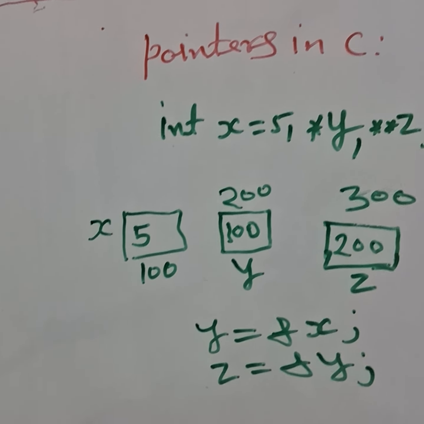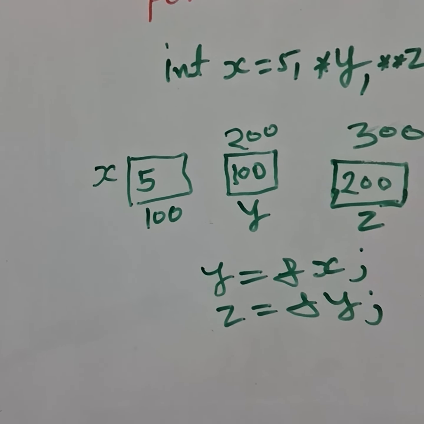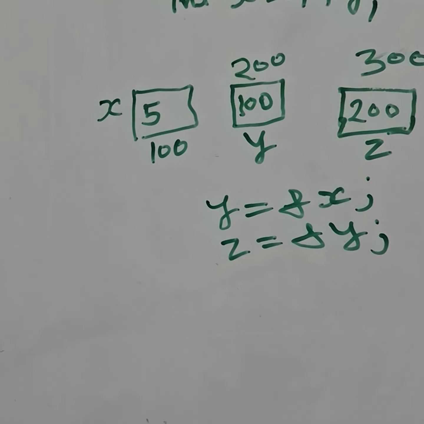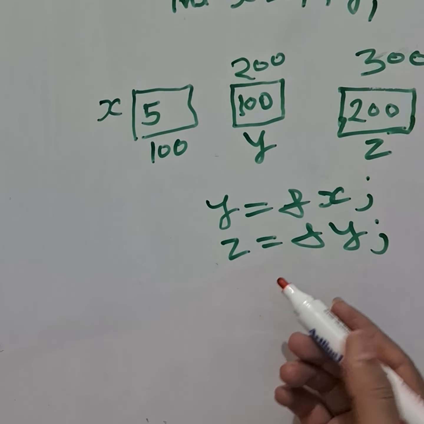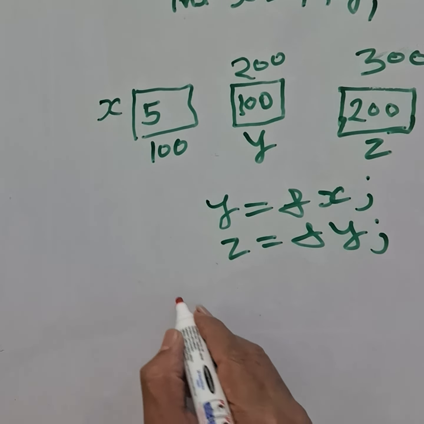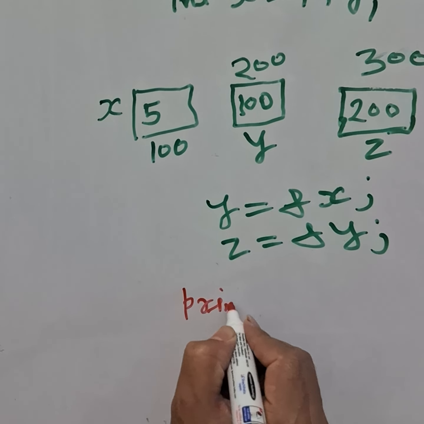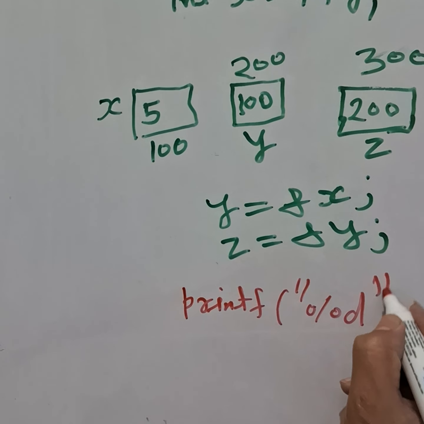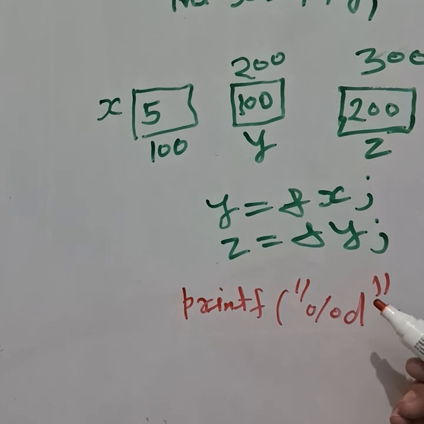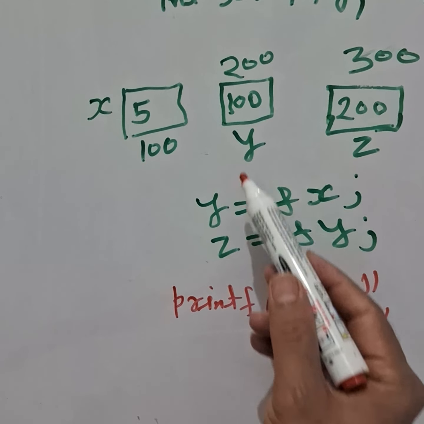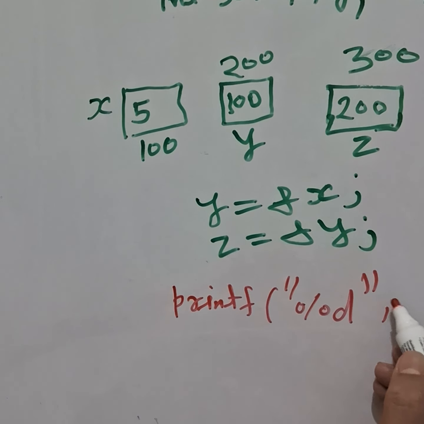Now we will see how we will access these values, right? In C, like in the previous lecture, we have seen that to access a normal variable or pointer variable, we can write it like printf. If we are trying to access the value of x using this pointer variable, the pointer variable is y, so here we will write asterisk y.